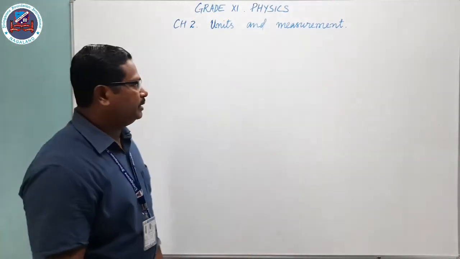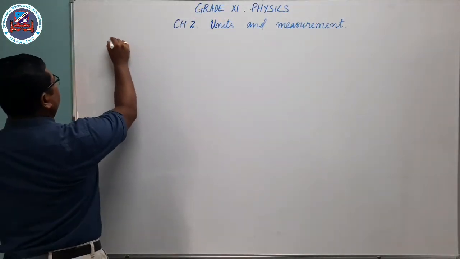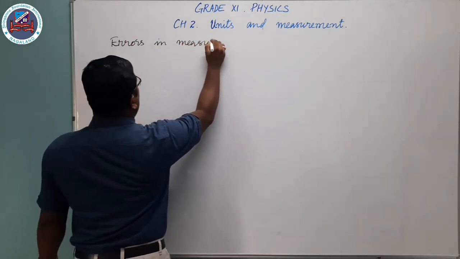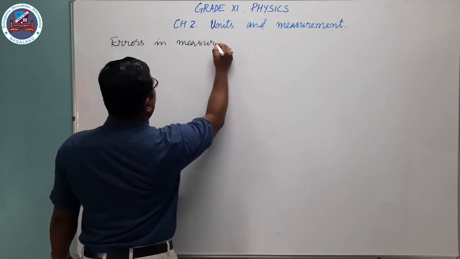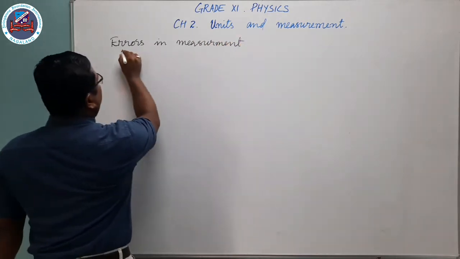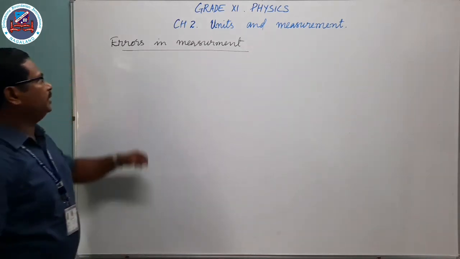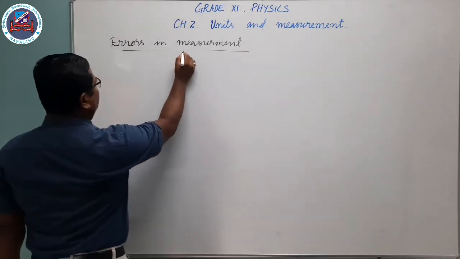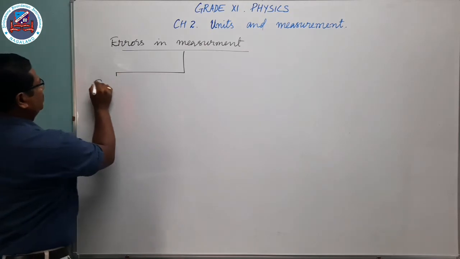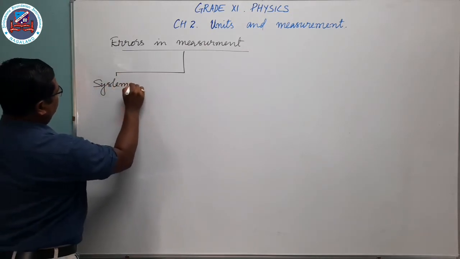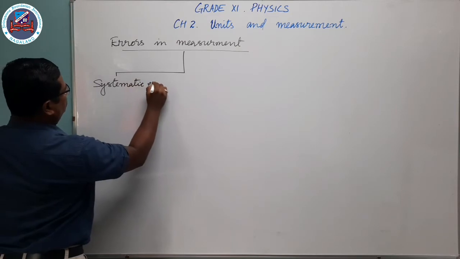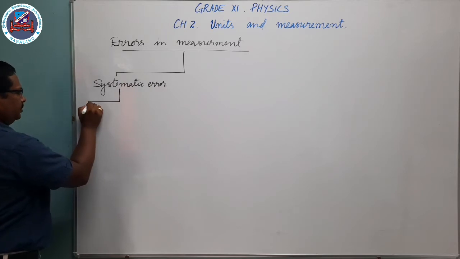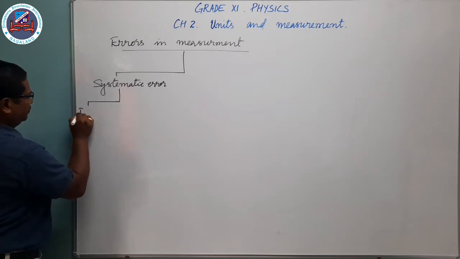Now let us discuss errors in measurement. There are two types of errors in a measurement system. The first one is systematic error. Under systematic error, you have these three. One is called the instrumental error.